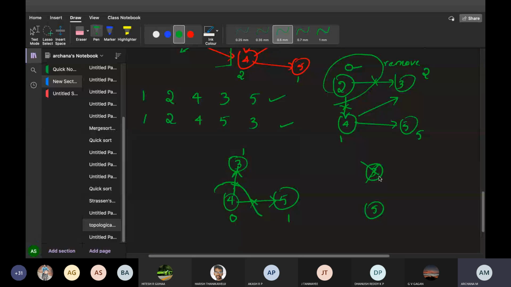Anything you can do. Both are correct. Because look here, 3 is there, 5 is there. 3 is also having 0 incoming edges, 5 is also having 0 incoming edges. So I have to remove both and put them onto this. You can either remove 3 or you can remove 5. That is left to the user. You can do it either way. So these two are the orders for the graph which we have.